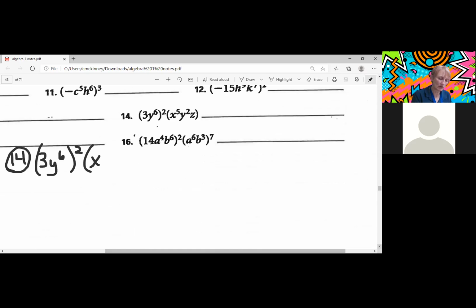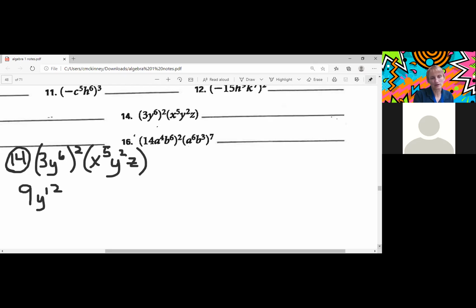And sometimes you don't have to use power rule on both. For instance, for this problem, we're going to have to use power rule on the first monomial, the first set of parentheses, but not the second, because the second doesn't have any exponents hanging out on the outside, but the first one does. So 3 to the second power is 9, and then multiply the exponents. So 6 times 2 makes that 9y to the 12th, sorry.